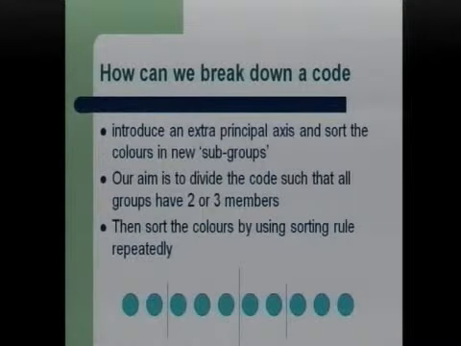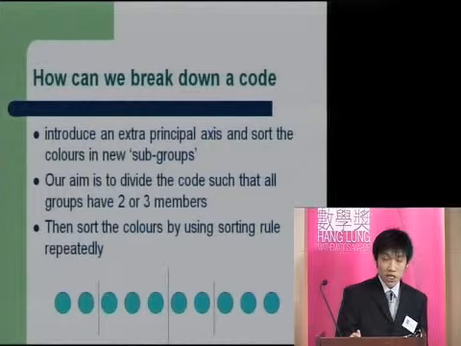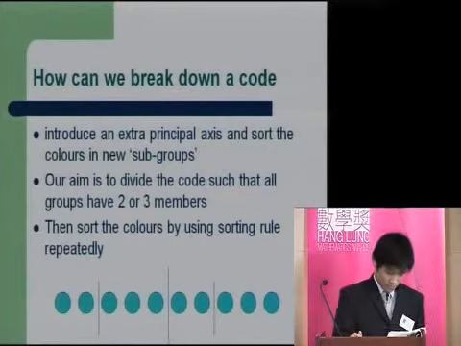So we need to break down a code. And this breakdown process can be accomplished by introducing extra principal axes and sorting the colors into new subgroups. Of course, this can be done by applying the sorting rule repeatedly, just like what we did in the identifying stage before.